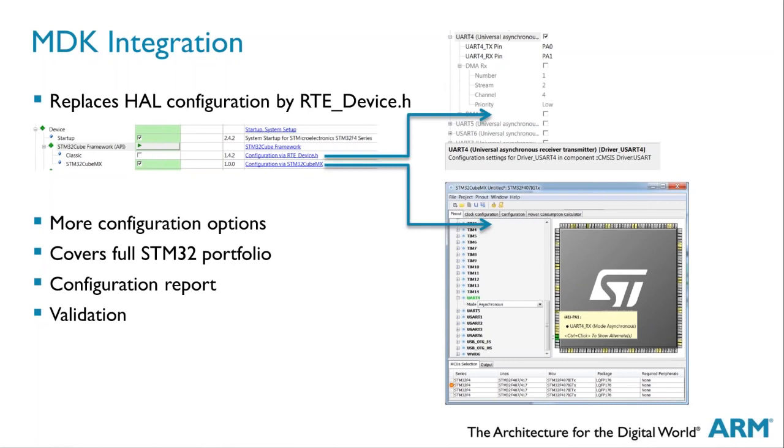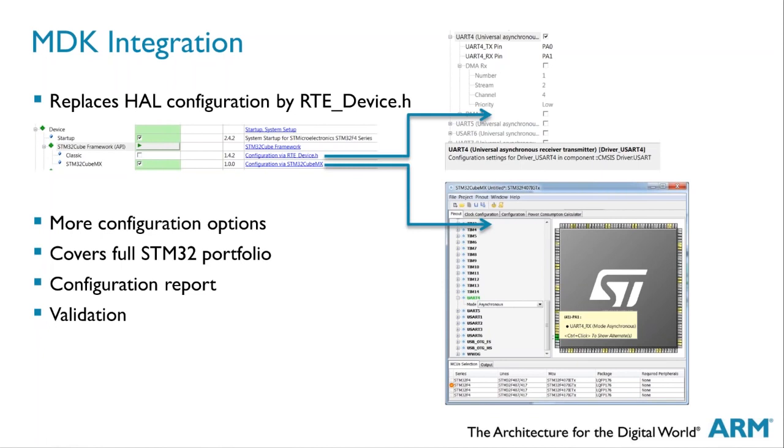Device family packs that offer STM32CubeMX configuration will now offer you both choices. So you can either use the so-called classic configuration that will add the RTE device file to your project, and you can configure the device, the peripherals offered in there, or you can now choose STM32CubeMX for the device configuration. Alternatively, which has more configuration options because it covers all peripherals.